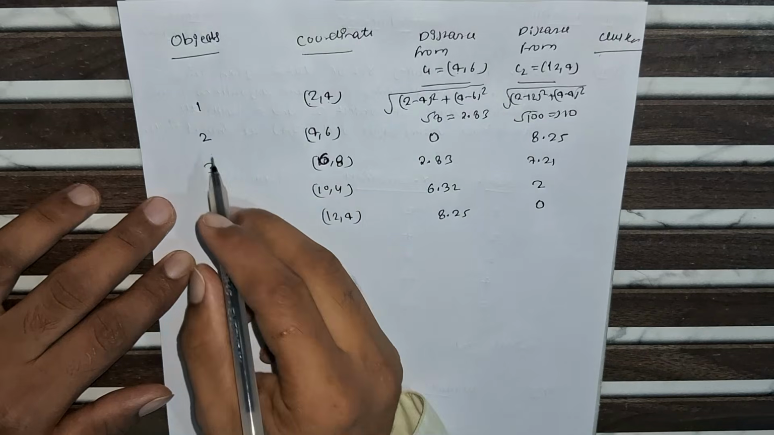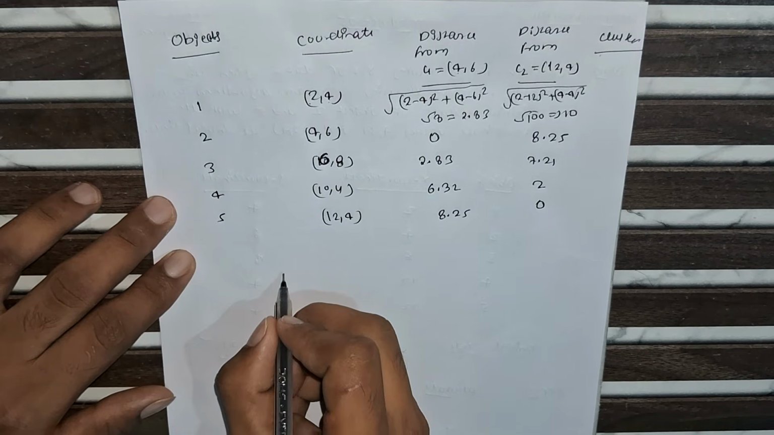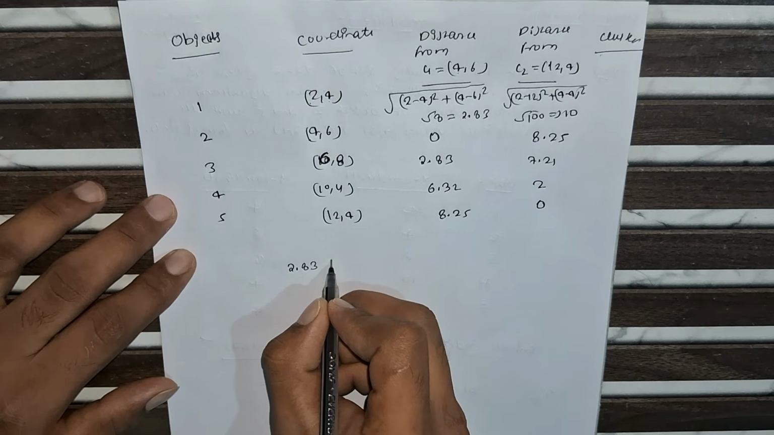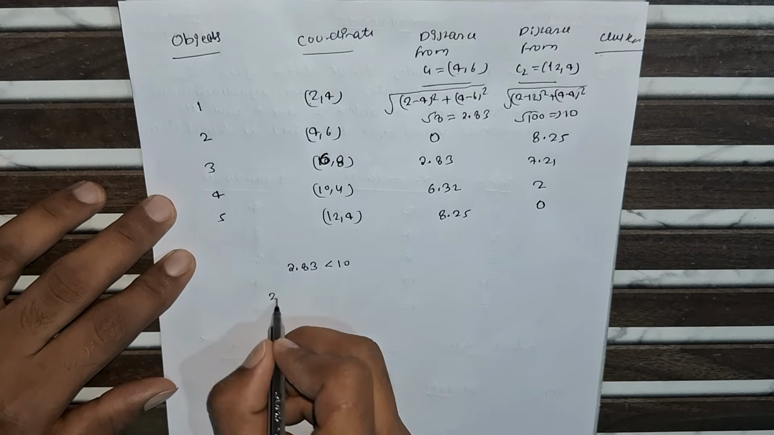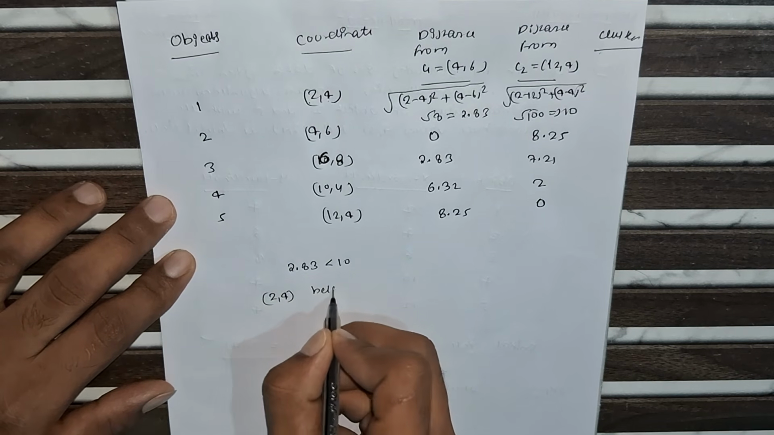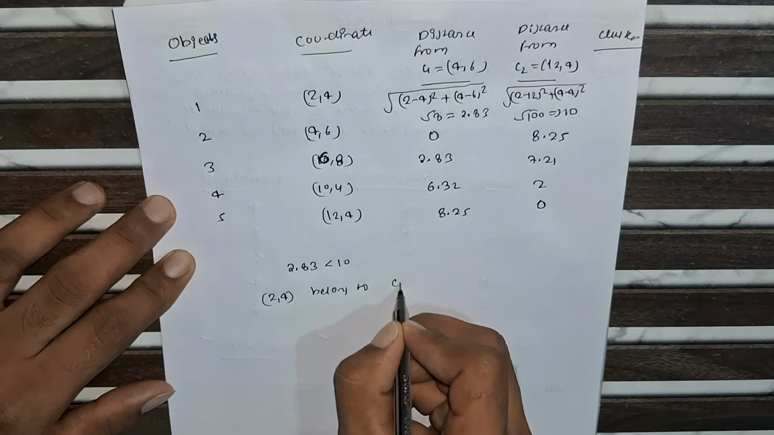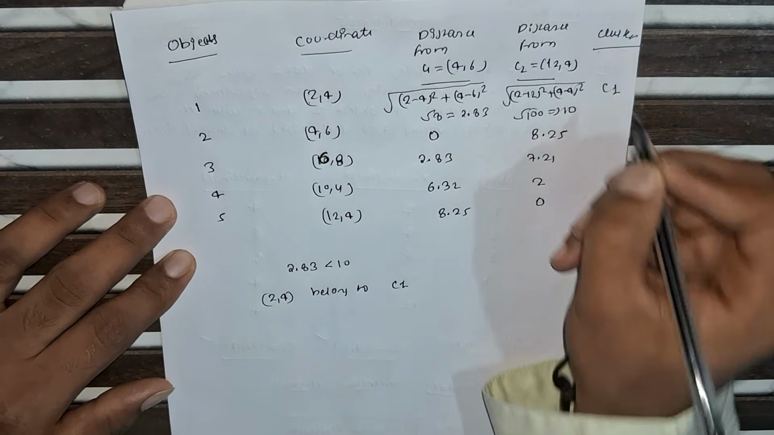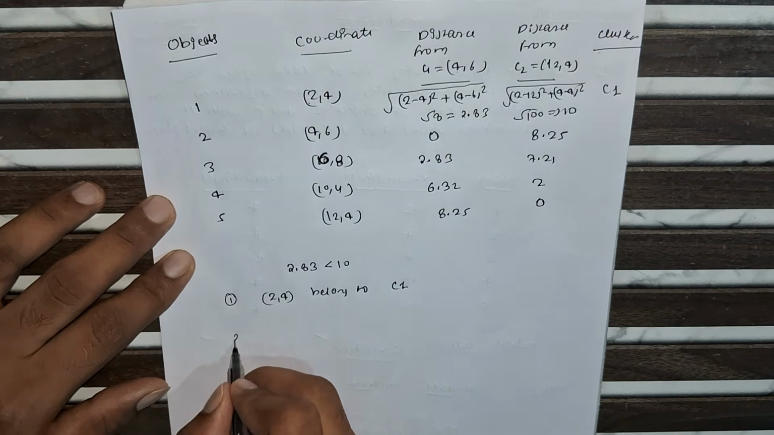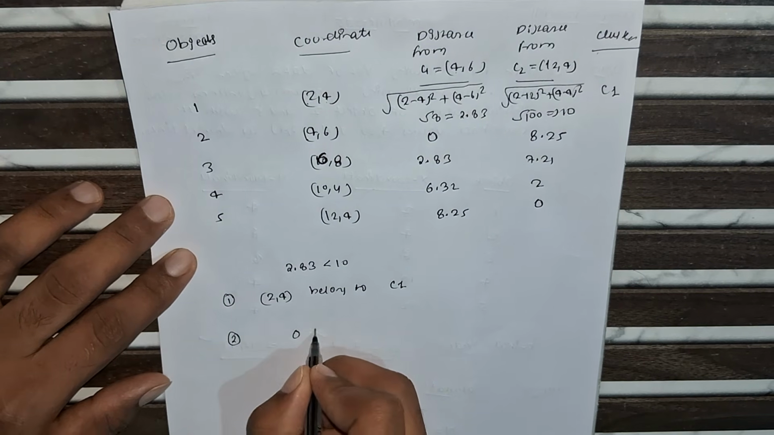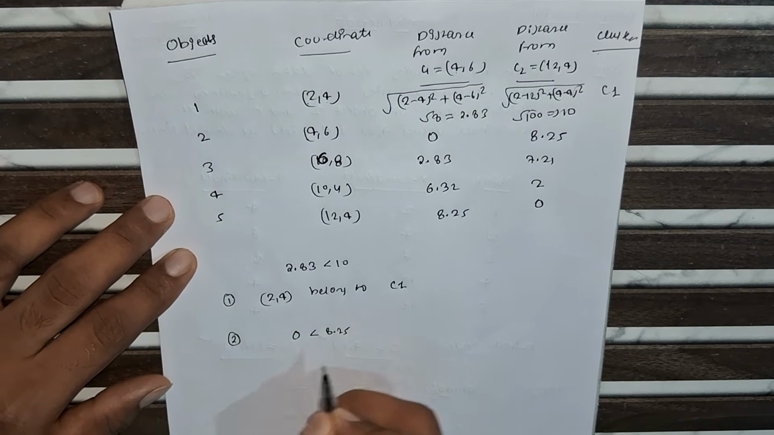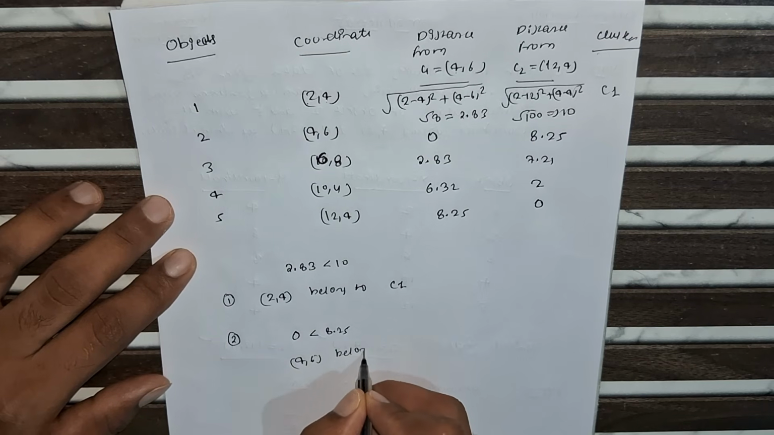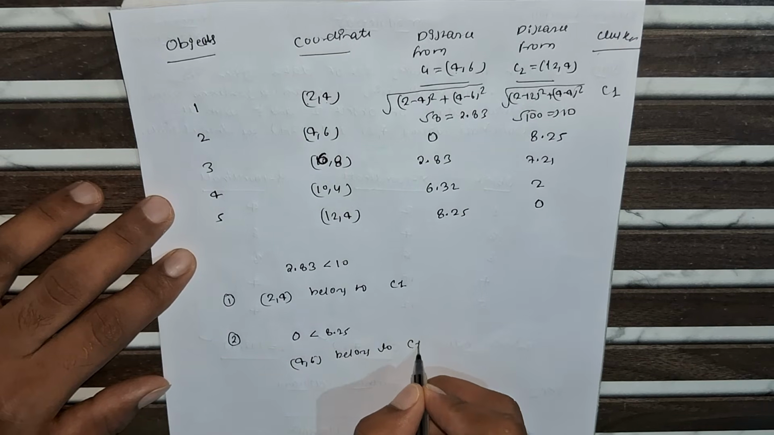So now we are starting from object 1. We can clearly see that our distance of 2.83 is less than 10. So 2 comma 4 belongs to cluster 1. So here we are assigning cluster 1. This is for the first object. For the second object, 0 is less than 8.25. So 4 comma 6 belongs to cluster 1.